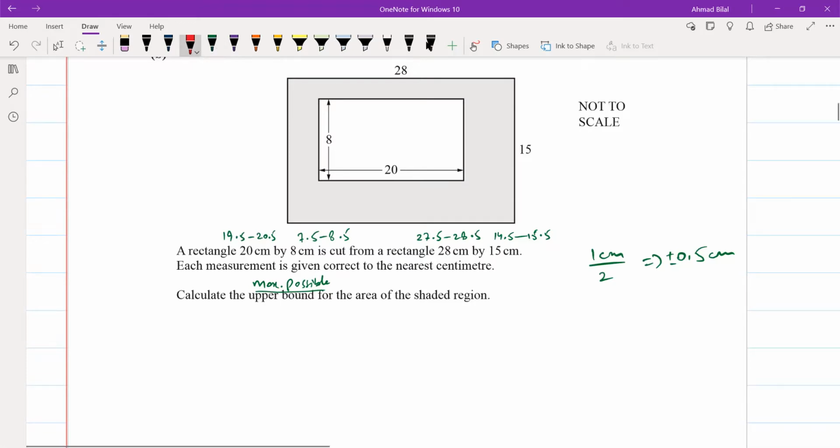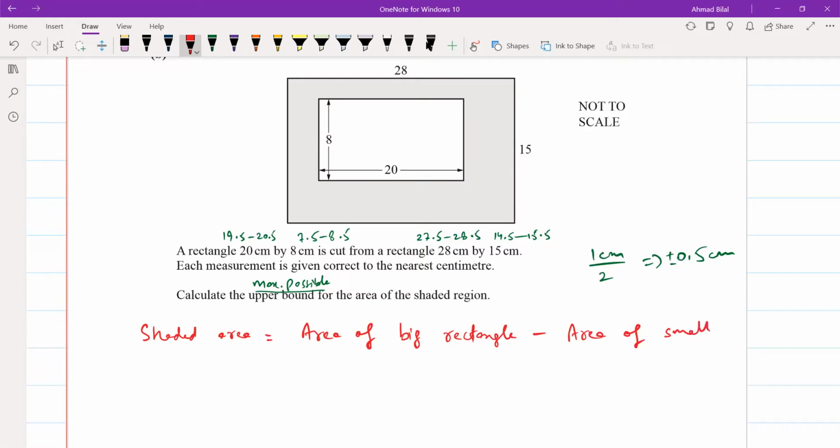अच्छा देखिए, हमें फाइंड क्या करना है, हमें मैक्सिमम पॉसिबल एरिया ऑफ द शेडेड रीजन फाइंड करना है. व्हाट इज द शेडेड रीजन नाउ, शेडेड एरिया कितना होएगा, इट्स द एरिया ऑफ द बिग रेक्टेंगल माइनस द एरिया of the small rectangle. ठीक है, अब यहां पे देखें, आपको शेडेड रीजन मैक्सिमम चाहिए, शेडेड एरिया आपको मैक्सिमम चाहिए. What would you need for?